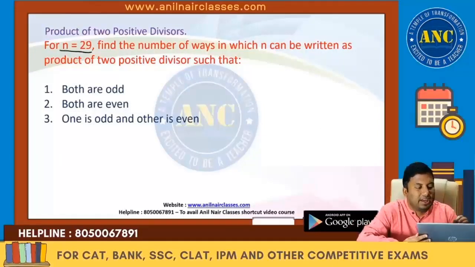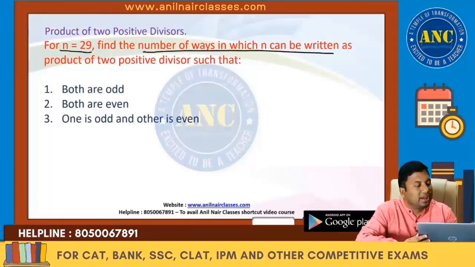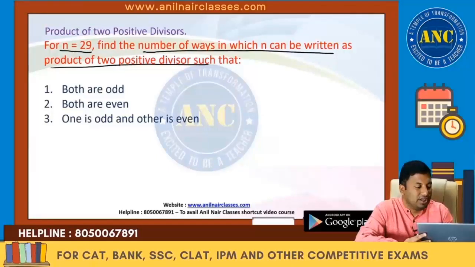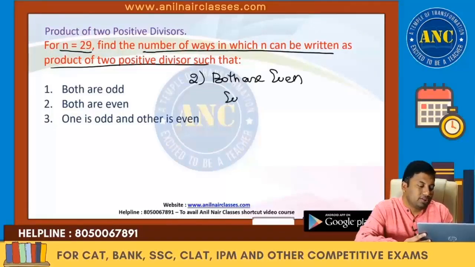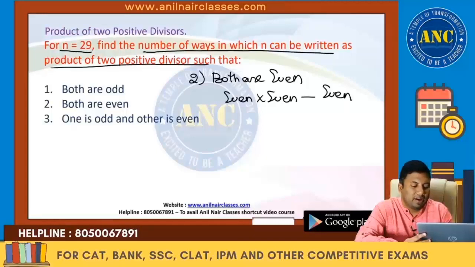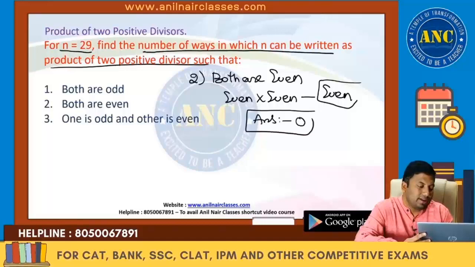N is 29. Find the number of ways in which n can be written as a product of two positive divisors such that both are odd, both are even, or one is odd and another is even. Second one first we will do. Both are even numbers. That means even number into even number. Even into even, I will get an even number. But the number here is 29. It is an odd number. So the answer is 0.